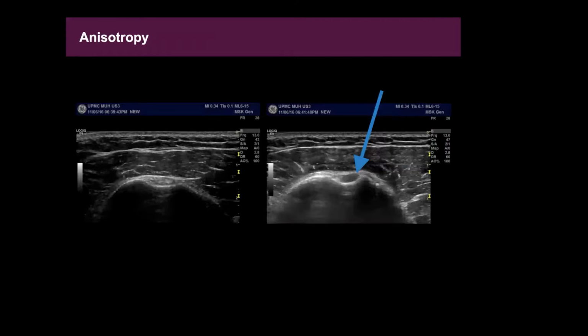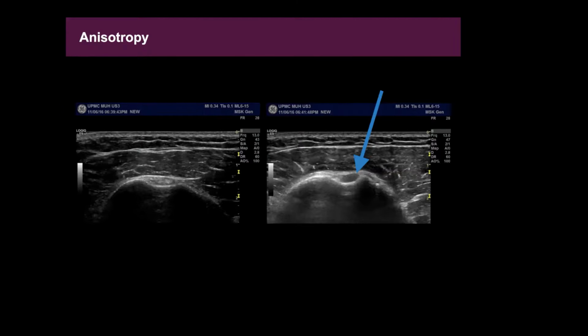So what are some of the things that could go wrong when you're doing these examinations? Well, the big thing is anisotropy. That means that your probe or your ultrasound beam is not perfectly perpendicular to the underlying structures. And you could see how on the left-hand side, your biceps tendon looks artificially hypoechoic or dark.